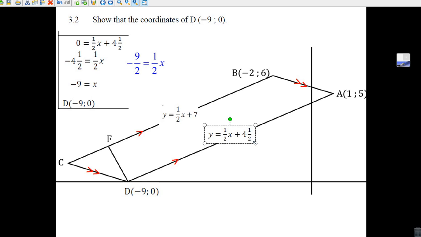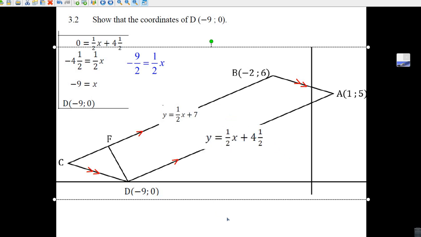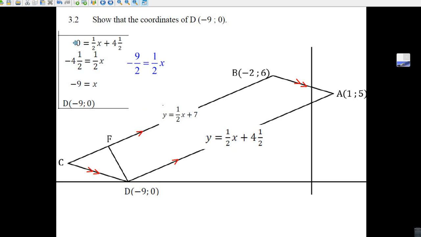Well, look, we've got the equation of the line. There it is: y equals a half x plus 4.5. So all we have to do is let y equal 0 to find this x-intercept here. So we go 0 equals a half x plus 4.5. Then we subtract 4.5, but we know that 4.5 is really 9 over 2. Now, if we multiply everything by 2, the 2s will cancel, and we'll get x equals minus 9. So x is minus 9, and y is 0. And there we go. That's the coordinates of D. Let's try the next question.